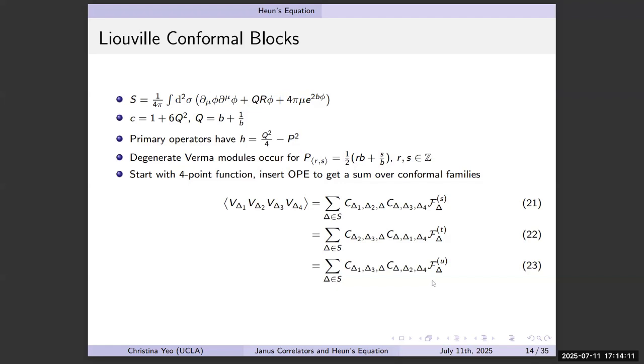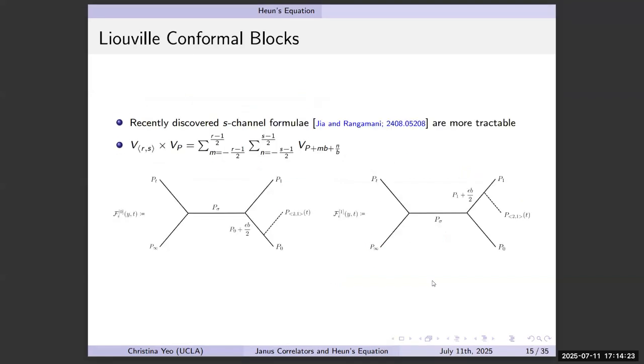Okay. Yeah, back to the topic at hand. So we take the S channel OPE to get those conformal blocks. And the formulae are available in this recently published paper. The T-channel formulae were more conventional, but this tends to be more tractable. And then from this 4-point block, we're going to insert a degenerate primary here to, in the end, get the differential equation that we want.